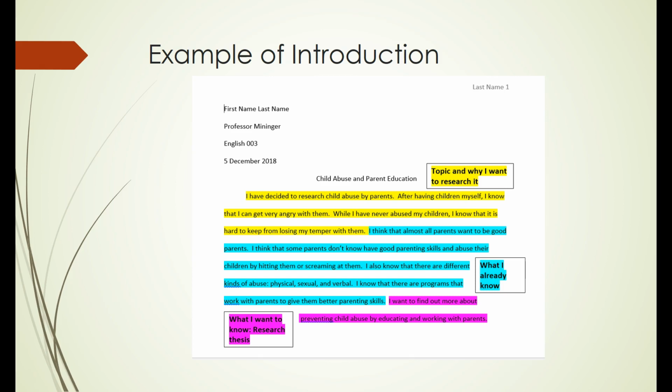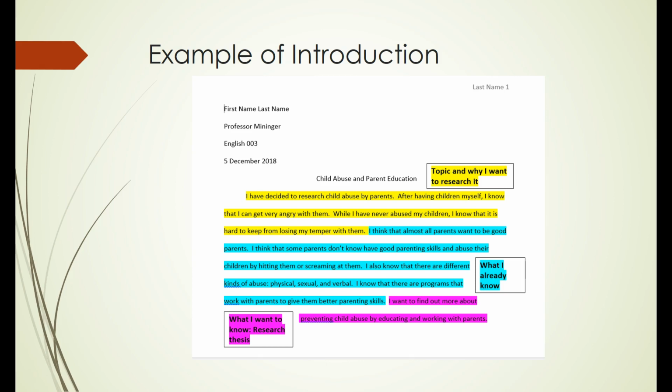So here's my example of my introduction. Now yours, of course, won't have these different colors. This was just to help illustrate my point. So first of all, I start off, I've decided to research child abuse by parents. After having children myself, I know that I can get very angry with them. While I've never abused my children, I know it's hard to keep from losing my temper with them. That is my topic and why I want to research it.